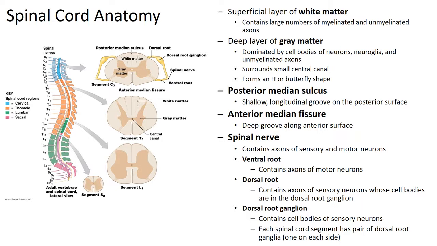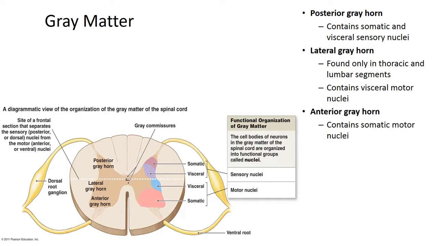The spinal cord contains gray matter and white matter. The gray matter is dominated by the cell bodies of neurons, neuroglia, and unmyelinated axons, and surrounds the narrow central canal, forming a butterfly shape. The gray matter can be organized into structural and functional areas. The projections of gray matter toward the outer surface of the spinal cord are called horns, and you can see those clearly here.